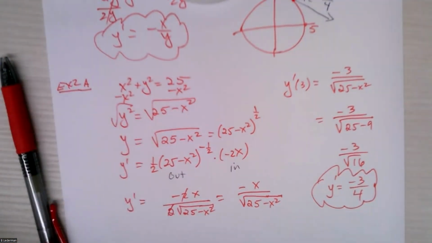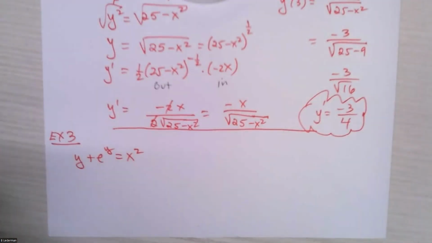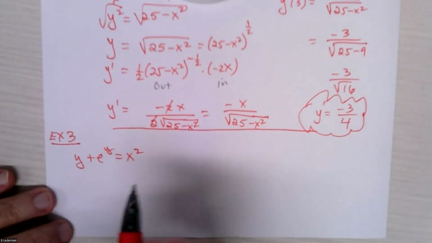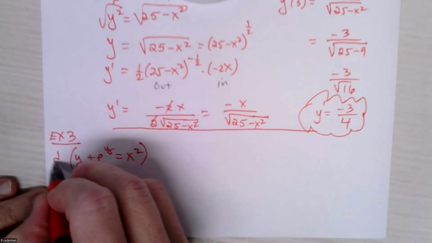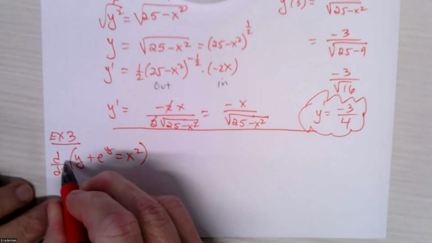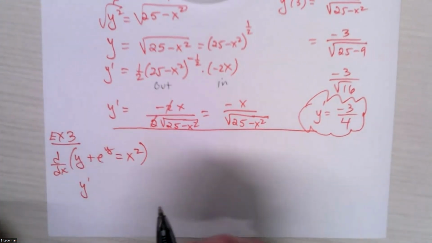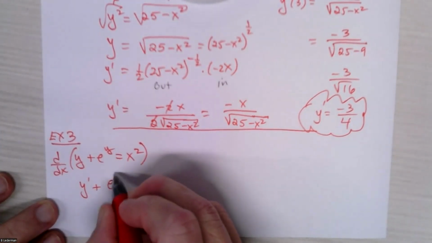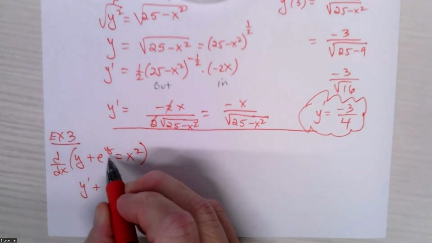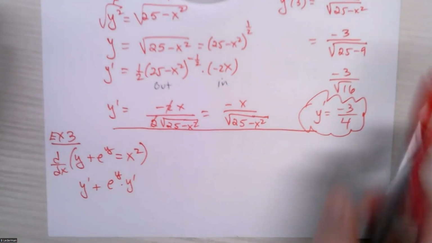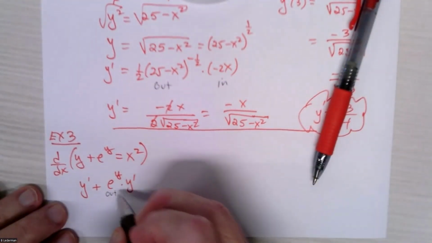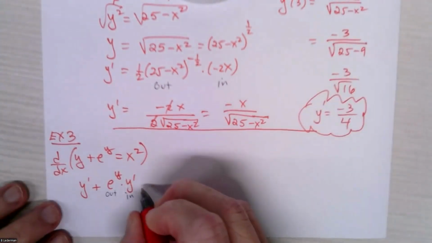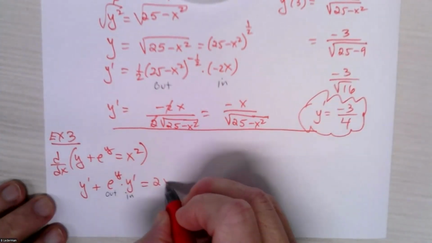I'm going to do one more example in this video. I want to do the problem that we said before was impossible to do explicitly. So here's what we're going to do. We're going to take the derivative of both sides. The derivative of y is just y prime. What is y prime? I don't know, we're going to solve for it. The derivative of e to the y is going to be e to the y times y prime, and the derivative of x squared is 2x.